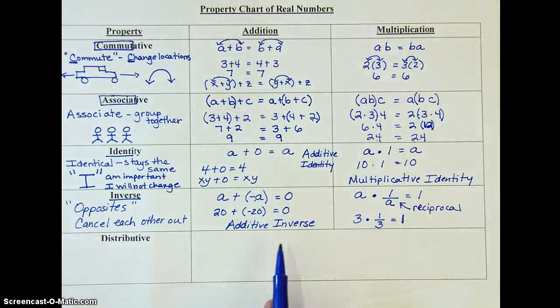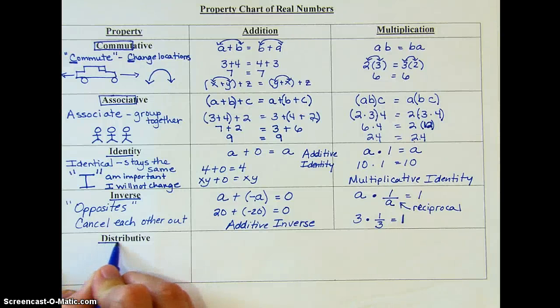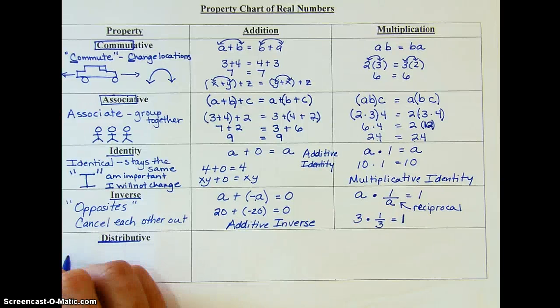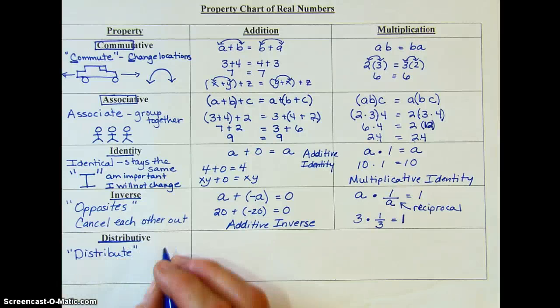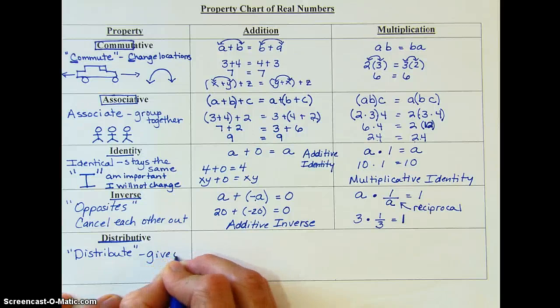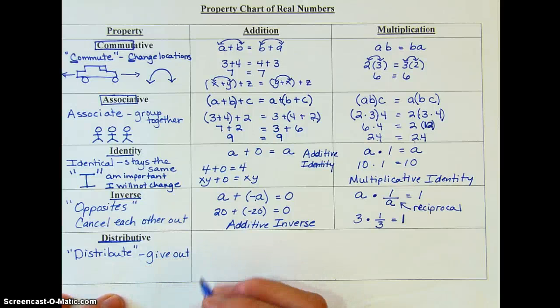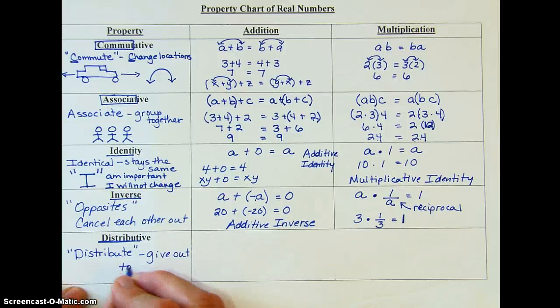Now, last and certainly not least is the distributive property. The distributive property means exactly what it states. The key word here is to distribute. And to distribute something means to give out. And not just give out, but give out to each. If I were to distribute candy to you, I certainly would not want to leave anyone out. So you've got to make sure that you're fair and you give out to everything.